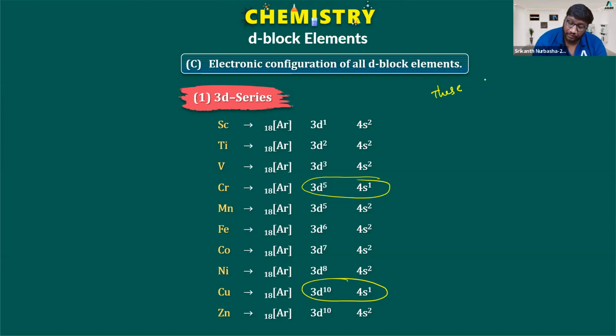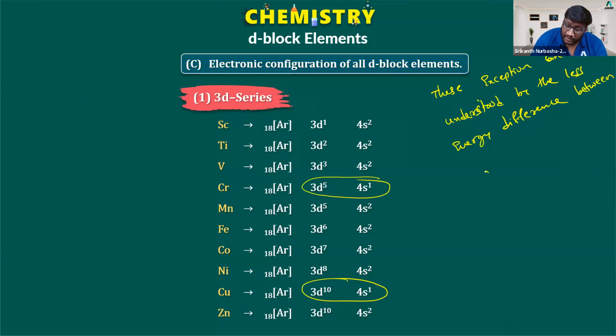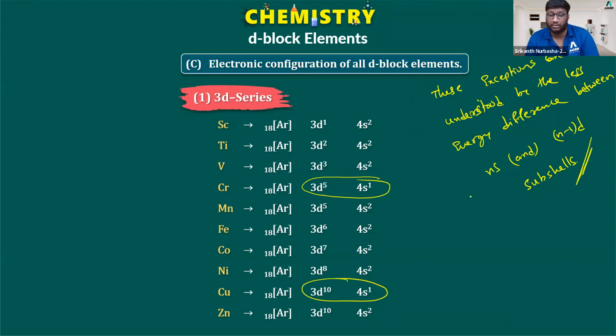These exceptions can be understood by the less energy difference between ns and n minus 1 d subshells. Write down this point, very, very important, students. Whatever exceptions you are remembering, they arise because of more stability, because 3d5 half filled and 3d10 fully filled are more stable electronic configurations.